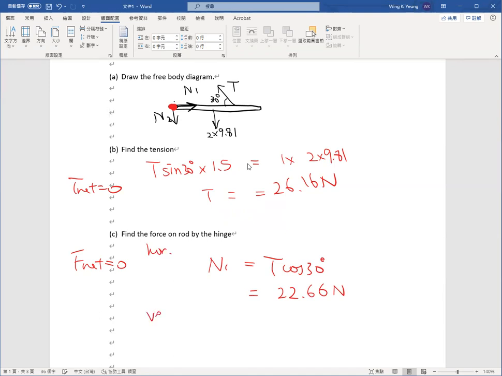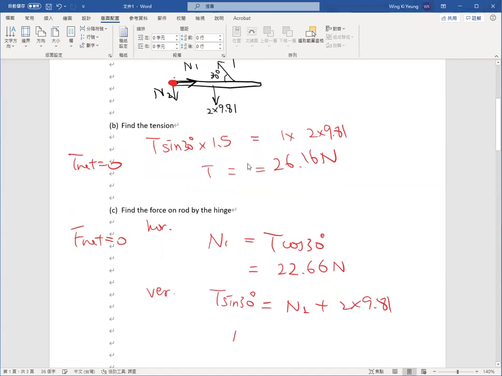Then for the vertical component, T has a vertical component that is upwards. N2 and the weight are downwards. So that means T sine 30 degrees should equal N2 plus 2 times 9.81. So let's see what you get for N2. Using a calculator, you get negative 6.54. So what does it mean?